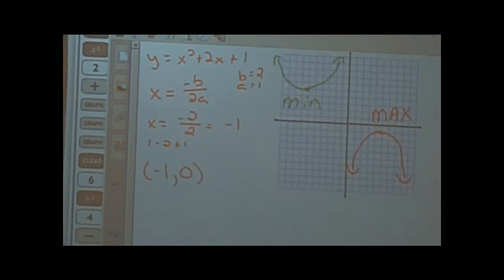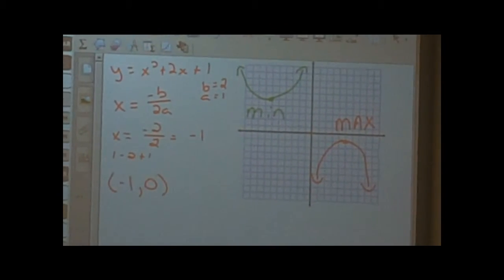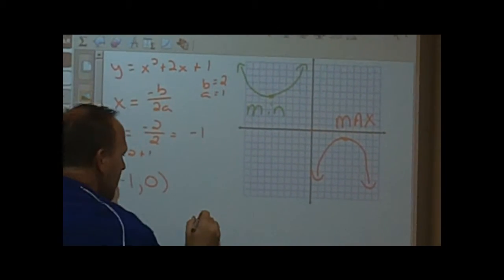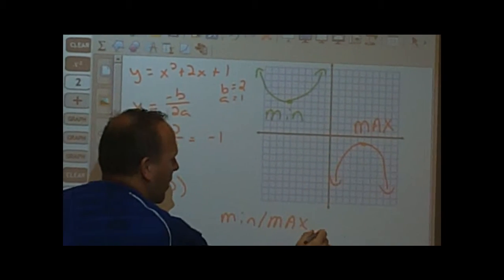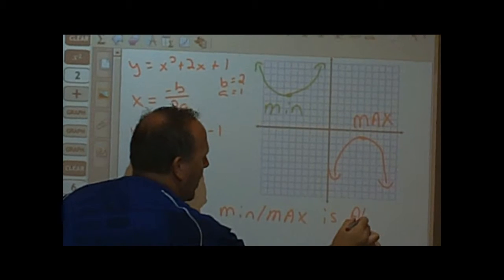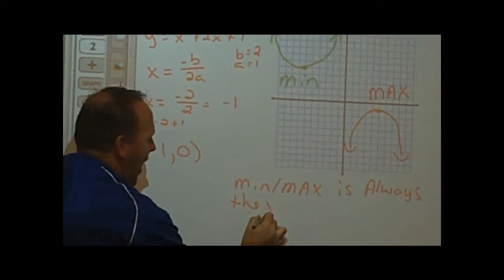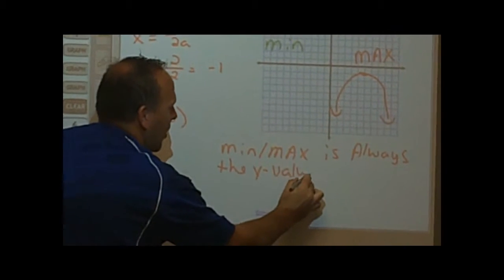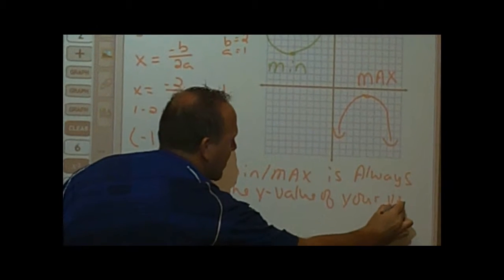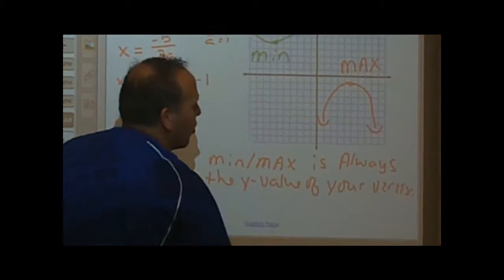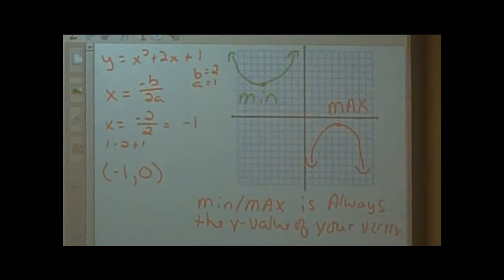Now, right across from the min or max, it says the value. They want the exact value of your min or your max. Your min slash max is always the y value of your vertex.